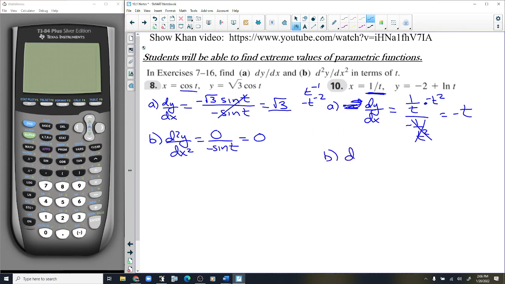B, d2y over dx2 is negative 1. That's the derivative of the derivative of negative t, but then over the derivative of x, which is negative 1 over t squared. So you have to divide by the derivative of x again. Multiply by the reciprocal, you just get t squared for the second derivative.